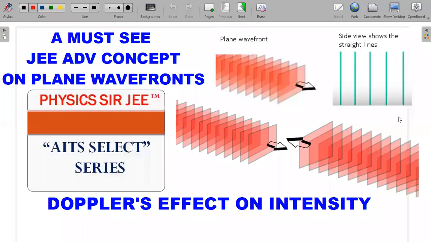Hey you guys, welcome back to the channel Physics Surgery, and here we are in AITS Select series where I've brought forward a question on Doppler effect on intensity, but here we are going to look at plane wavefronts.